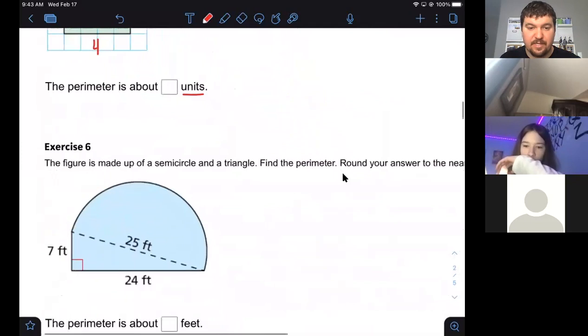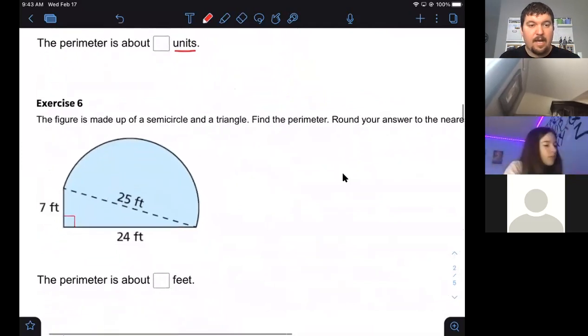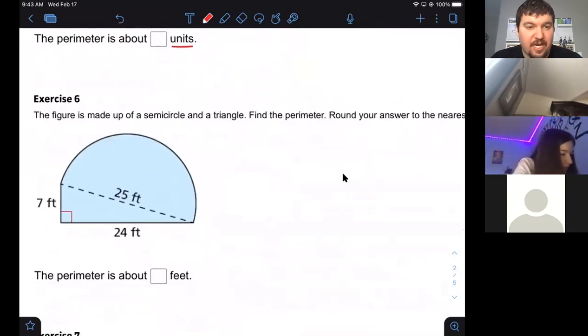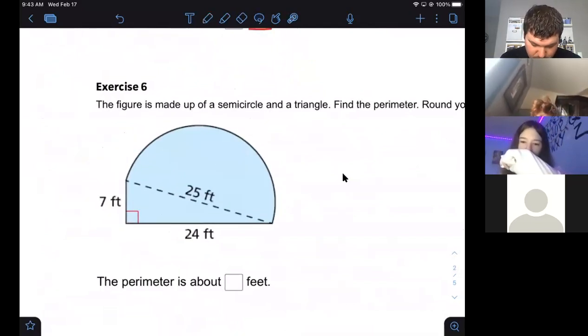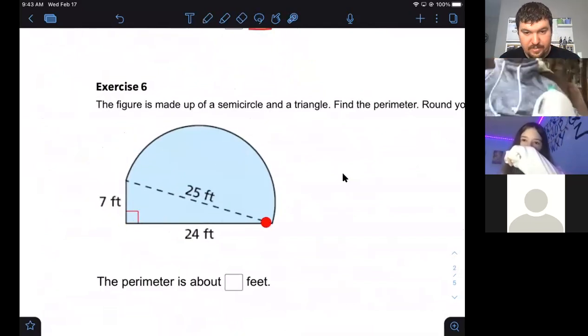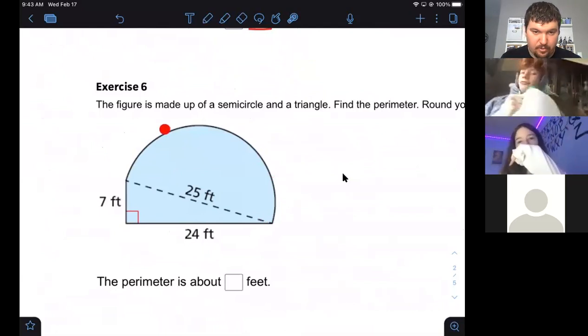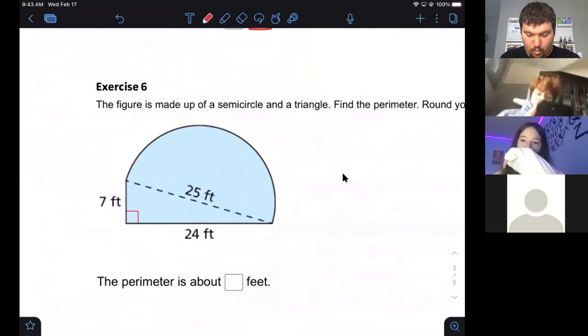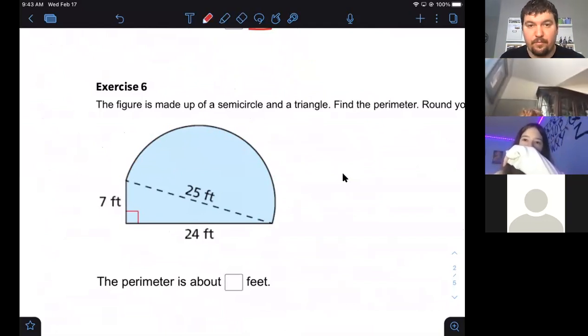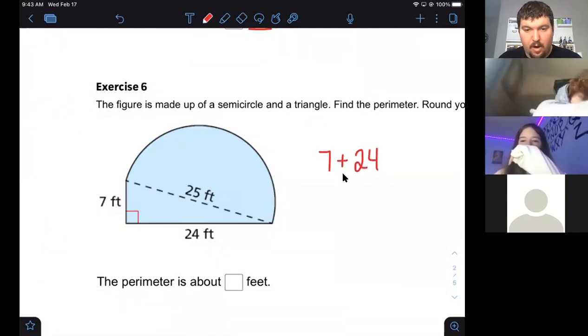Move on to number 6. We're kind of flying through this thing. Find the perimeter of the shape. It's made up of a semicircle and a triangle. And so it has a total of 3 sides. 1 side, 2 sides, and then the 3rd side, which is a curved portion of a semicircle. And so we have 2 of the 3 sides given to us. We know 7 and 24 are 2 of the sides.